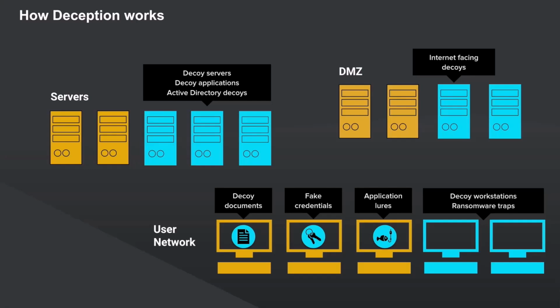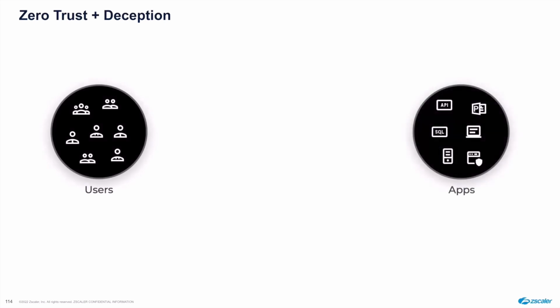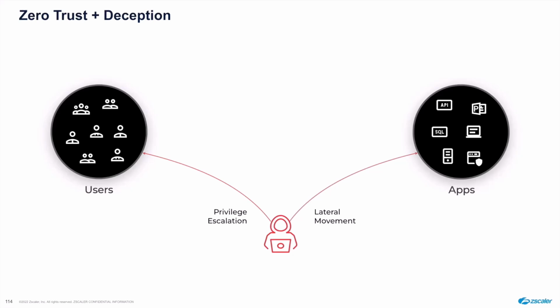Let's now see why deception is so effective as part of the Zero Trust Exchange. There are two key tenets of a Zero Trust network: users and applications. Adversaries leverage these in their attacks. They compromise users to find targets and escalate privileges, and then they use that access to move laterally to applications where they exfiltrate, destroy, or encrypt information.